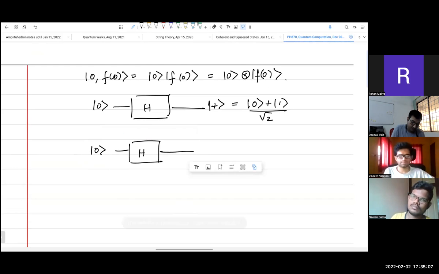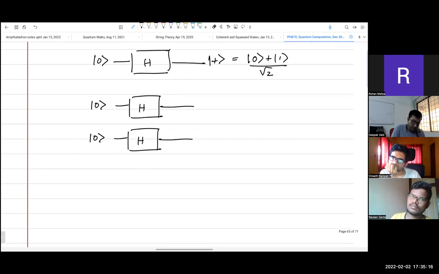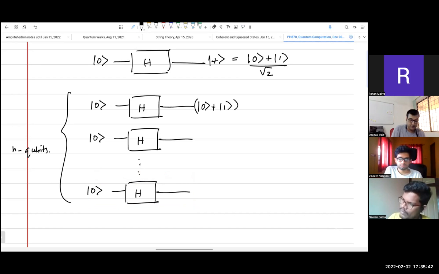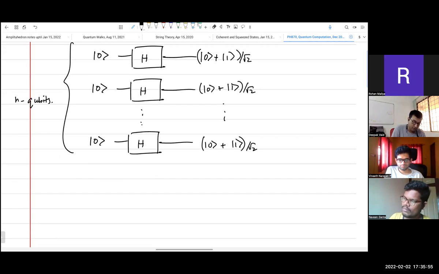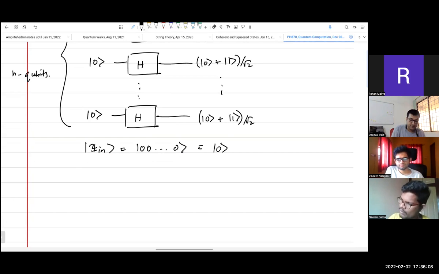Okay. So we have n qubits, and we have the Hadamard acting on each one of these. So what do I get here? I get a superposition, with 1 by root 2 and so on. So what is my input state? My input state is the tensor product of zeros. I can write it as 0 tensor n.